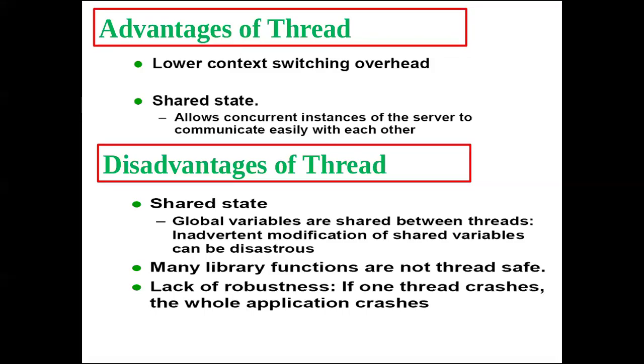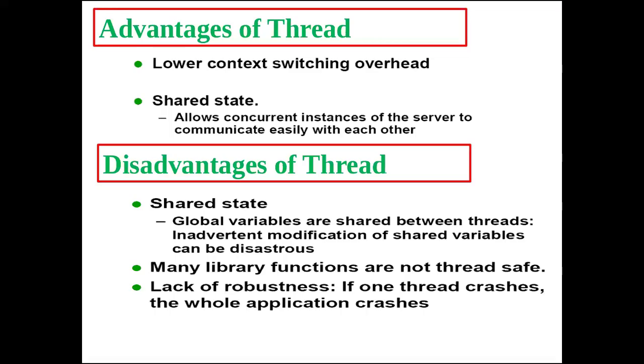Lastly, lack of robustness. If one thread crashes, the whole application crashes. All threads are affected. The entire process fails. So threads provide performance benefits, but they also introduce challenges due to shared state and lack of isolation. Understanding both sides is essential for using threads efficiently and effectively.